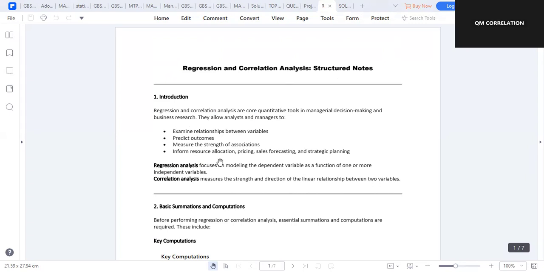These are core quantitative tools in managerial decision making. They allow analysts or managers to examine relationships that exist between variables, help to predict outcomes, measure the strength of these associations, and inform resource allocation, pricing, sales forecasting, and strategic planning. Regression analysis focuses on modeling the independent and the dependent variables as a function of the model. Then we're also going to look at correlation analysis, which measures the strength and direction of these relationships.